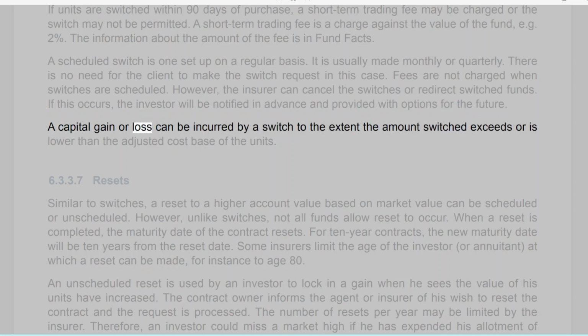A capital gain or loss can be incurred by a switch to the extent the amount switched exceeds or is lower than the adjusted cost base of the units.